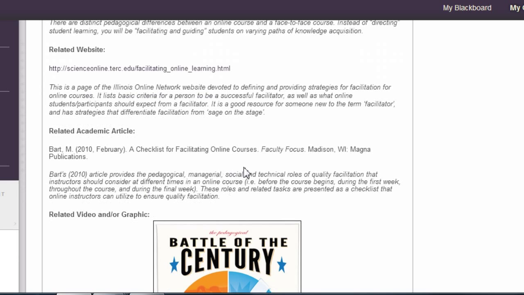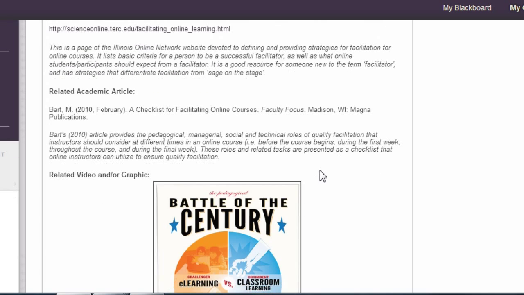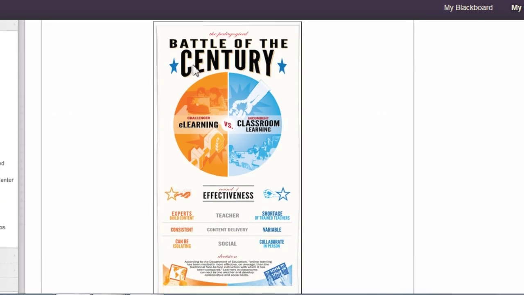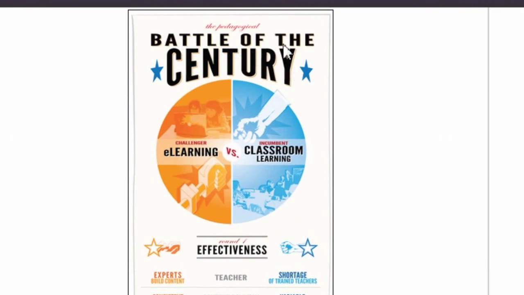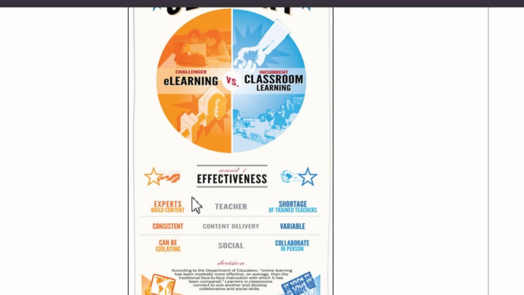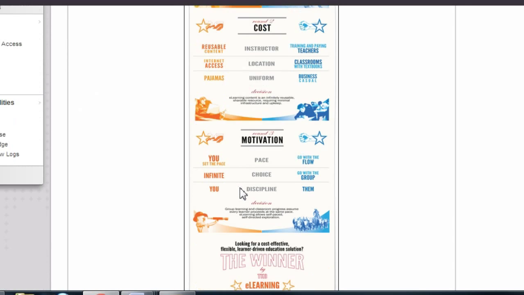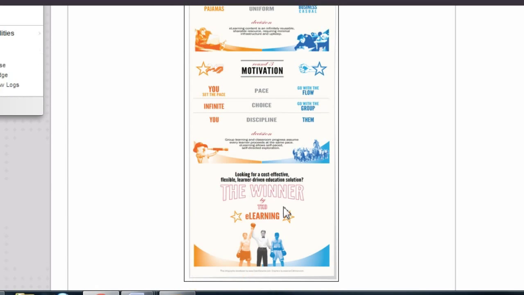Alright, scrolling down, a related video and or graphic or infographic. So here you see I have an infographic thumbnail that shows the pedagogical battle of the century, e-learning versus classroom learning. And it kind of goes through this challenge of e-learning versus classroom learning in terms of effectiveness here, in terms of cost, motivation, and it declares the winner is e-learning.